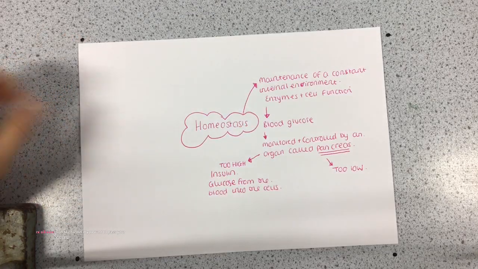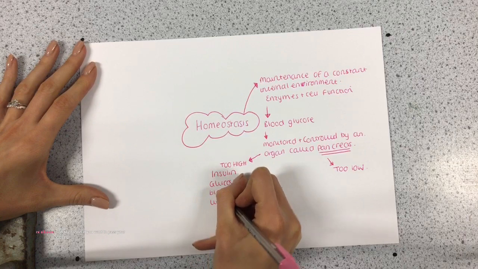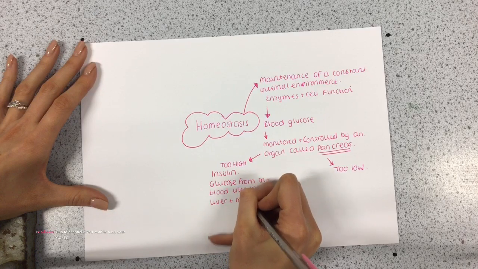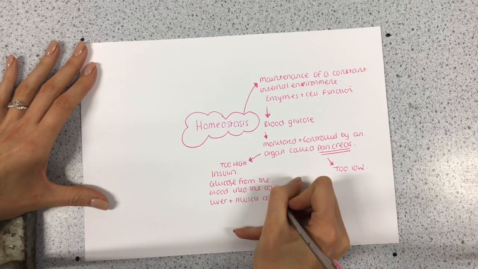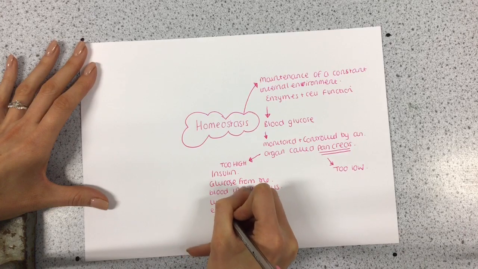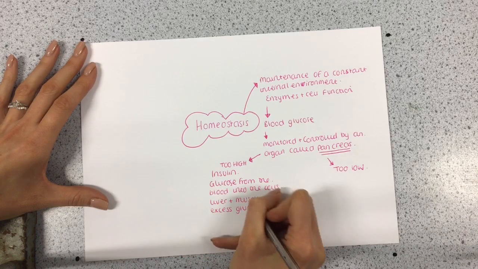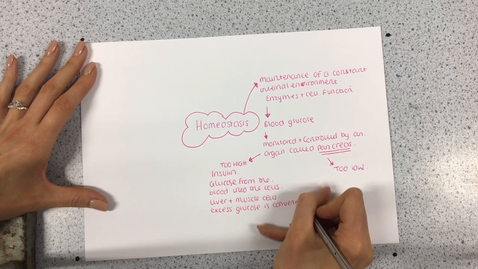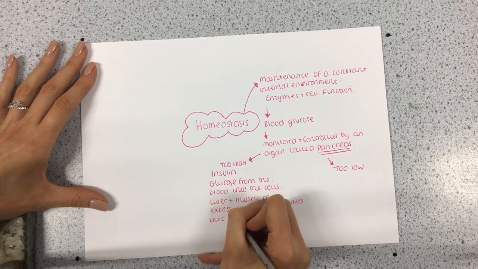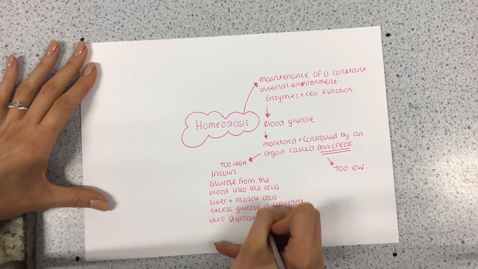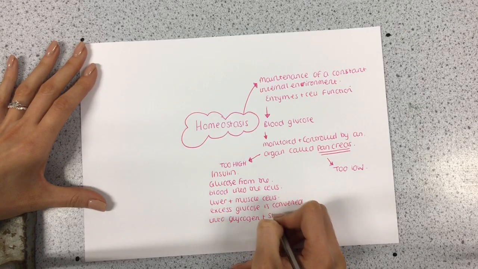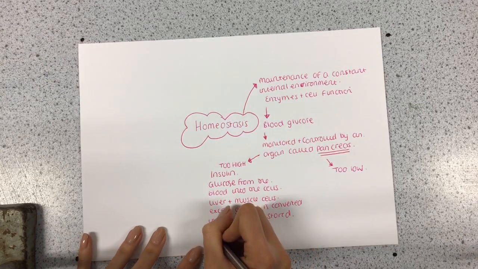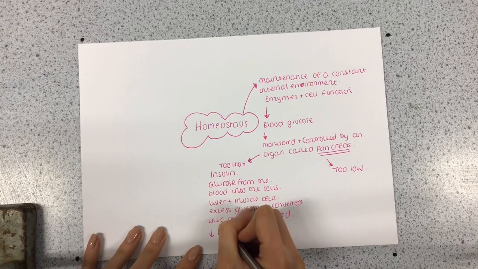In the liver and in the muscle cells, some of the glucose is converted into glycogen and is stored. So excess glucose is converted into glycogen, and then there it is stored. The whole reason for doing that is obviously to lower our blood glucose levels.